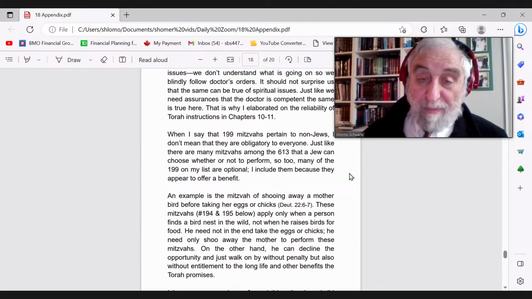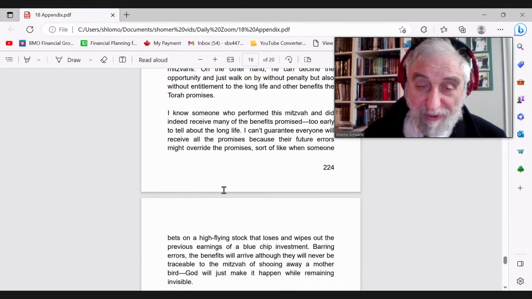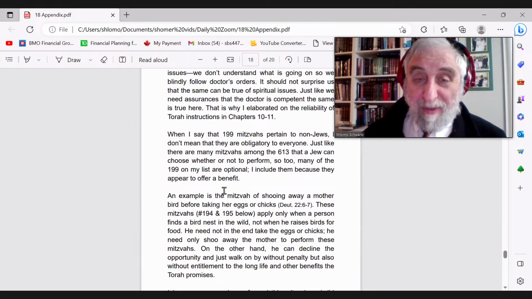An example is the mitzvah of shooing away a mother bird before taking her eggs or chicks. This is found in Deuteronomy 22:6-7. These mitzvahs, number 194 and 195 below, apply. Those numbers wouldn't be valid anymore because the table starts at 1 in each group. Originally, I had them numbered from 1 through 199.